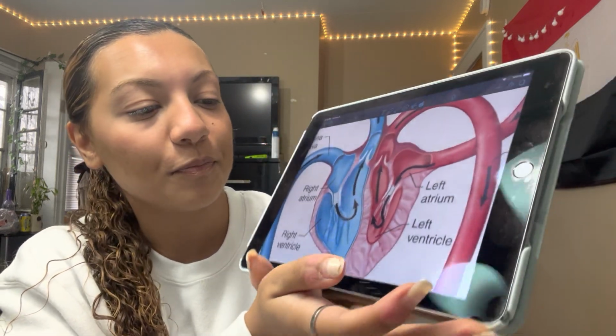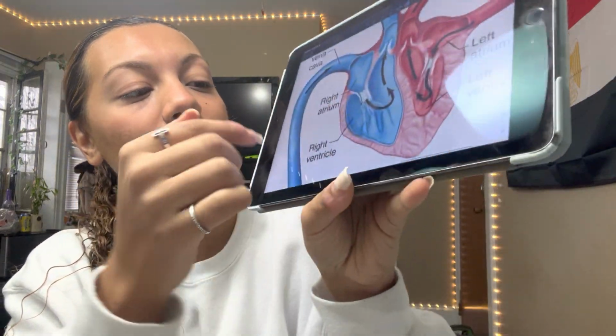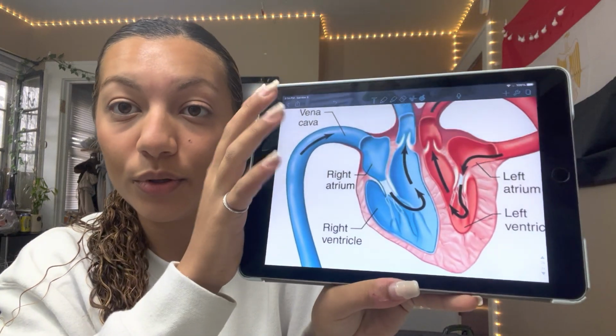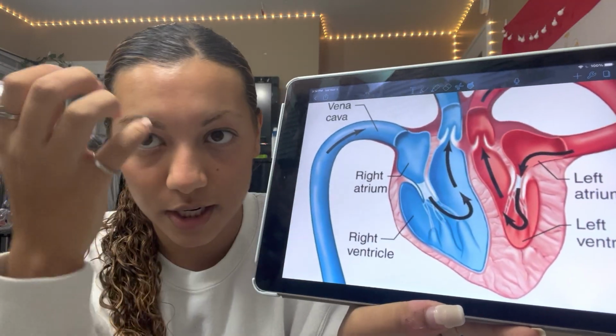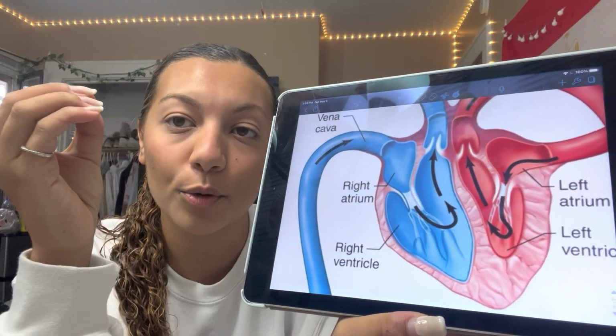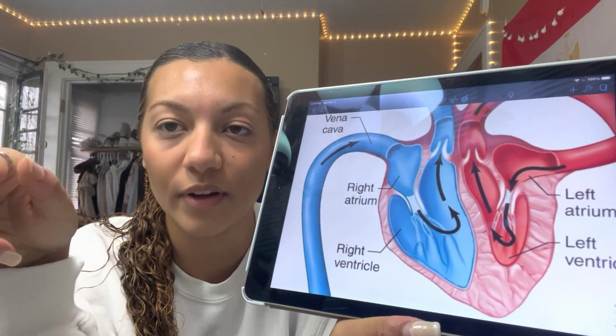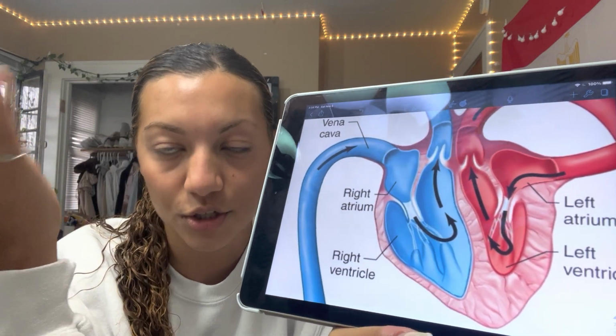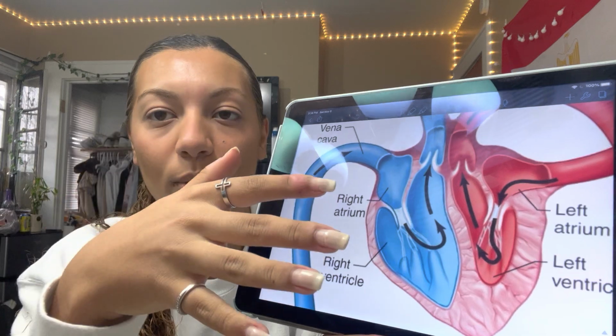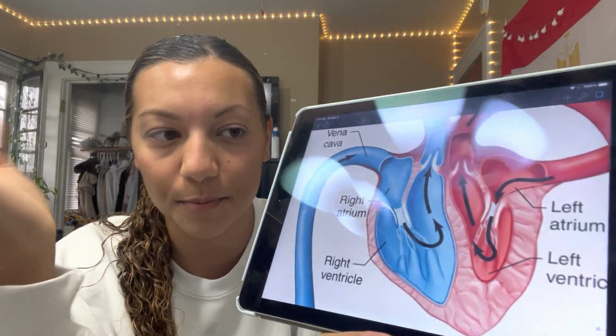So to start off, we have the blood that comes from the veins, and it's blue because it is deoxygenated. That's the whole purpose of it going through the veins, so that it can receive oxygen from the air that we breathe, and then go back into the heart and be distributed throughout the body.